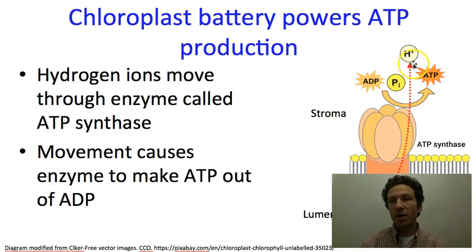As this happens, it goes through a protein, and this entire protein structure up here is going to spin, and when it spins, it will take ADP and add this extra P onto it. This is a phosphate group, and that together will form ATP. Remember that ATP is our high energy form of storage, and ADP is the lower energy form.